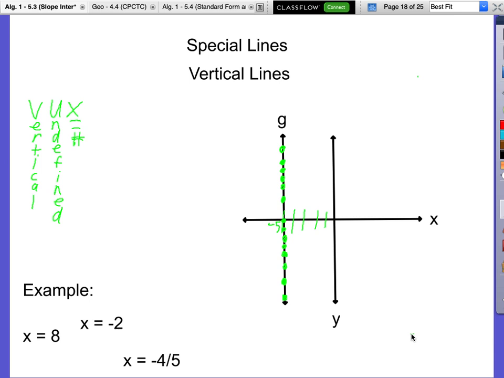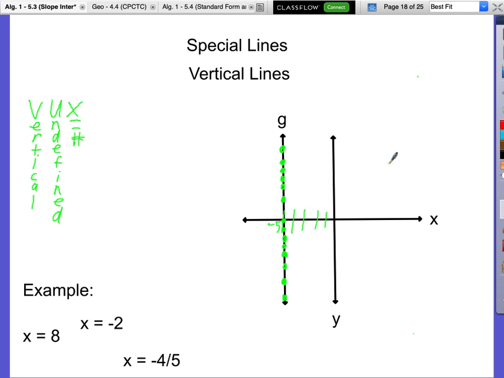So some other examples could be x would be 8. That gives you all the points for x is 8. X would be -2, giving you all the points where x is -2. X would be -4/5, all the points where x is -4/5.